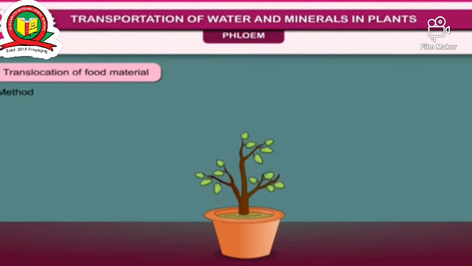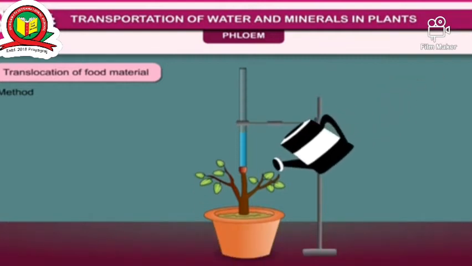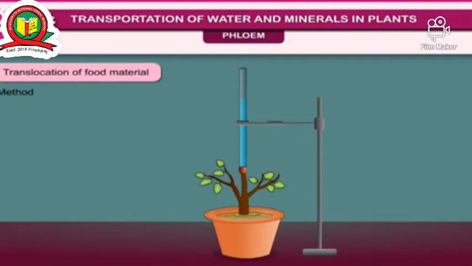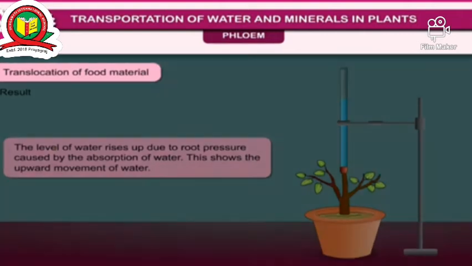Activity. To show the upward movement of water in plants. Method. Take a fresh potted plant of tomato. Cut its shoot near the soil. Fix a glass tube and tighten the connection with a rubber band. Add water in the tube so that the cut surface does not dry up. Add 2 or 3 drops of oil to prevent evaporation. Add water in the pot and see the level of water rising up. This is due to root pressure caused by absorption of water. Result: the level of water rises up due to root pressure caused by the absorption of water. This shows the upward movement of water.